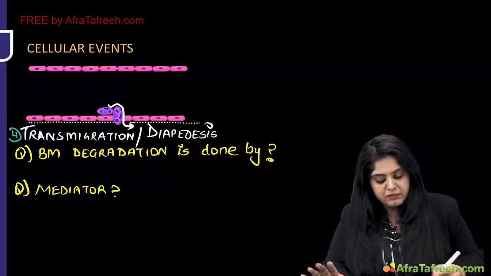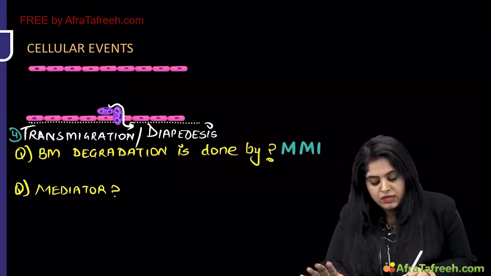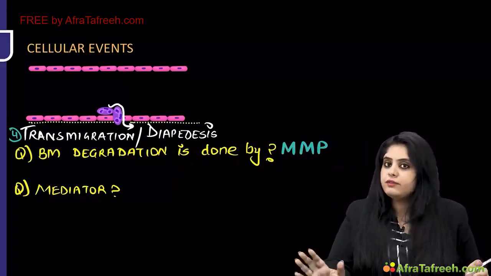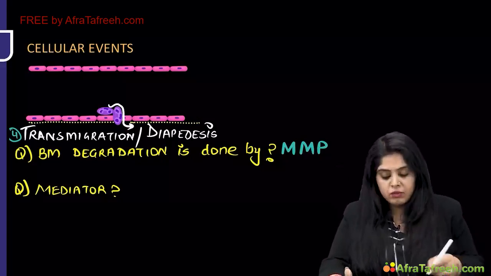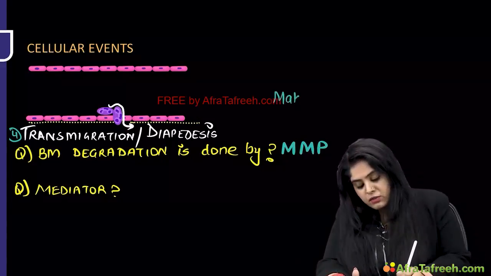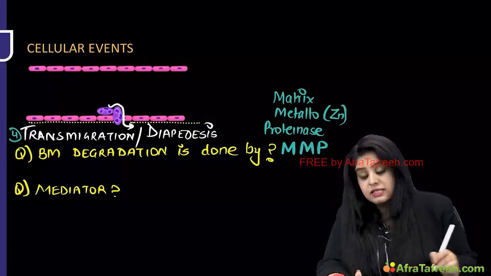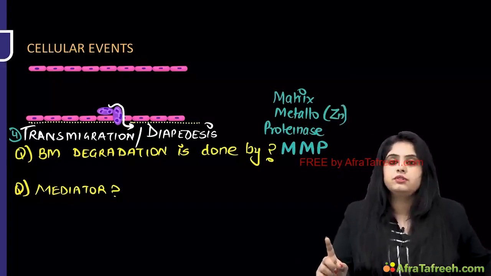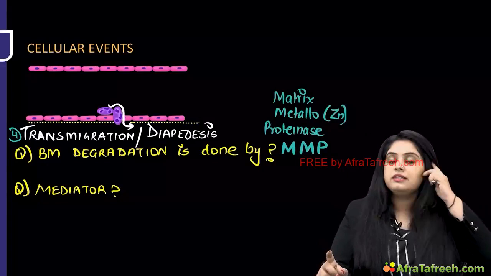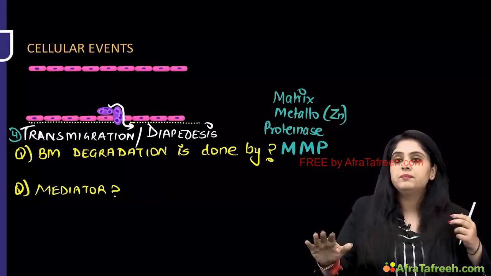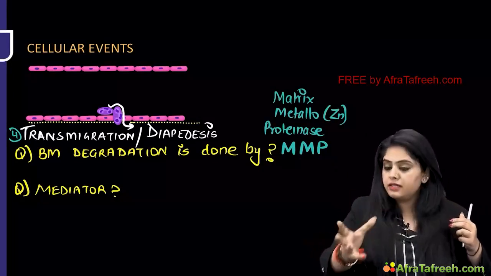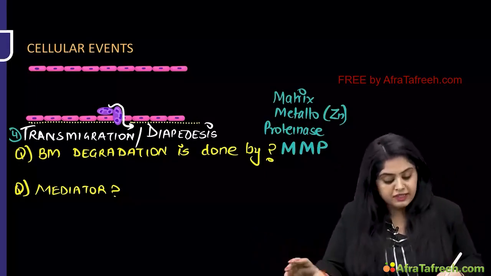How do you break the basement membrane? This is by enzymes called matrix metalloproteinases. Have you studied about them in biochem also? What are these known as? These are referred to as matrix metalloproteinases. What is the question that you get in biochemistry? Metallo means which metal do they need? They need zinc. Very important. So matrix metalloproteinases, that is how you are going to break the basement membrane, and after that the cell will come out.